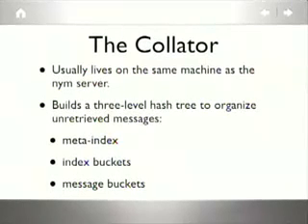The three-level hash tree I mentioned, which the collator does, consists of the meta index, which is an index of the index buckets, which are an index of the buckets that contain the messages. The premise here is that the client goes and gets today's tree index and can then use that to verify the hash of his message bucket by following it up the tree.